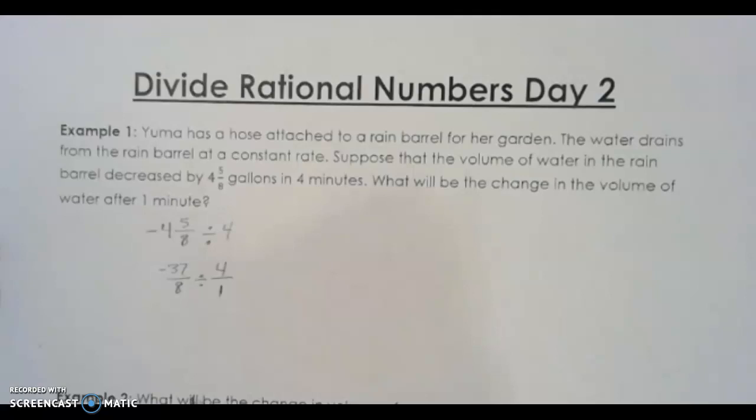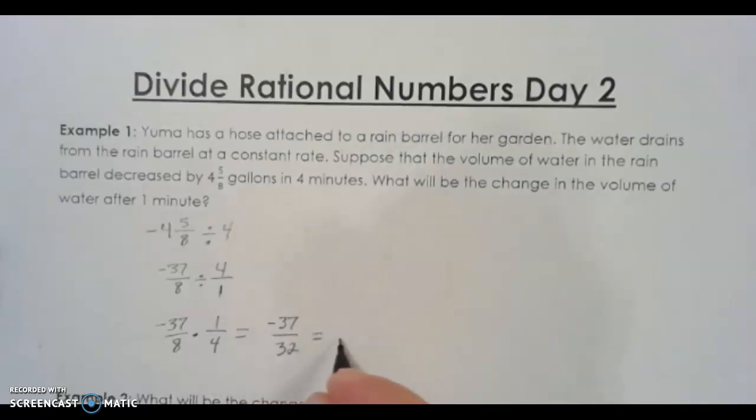And we learned from last class that dividing fractions is really just the same as multiplying by the reciprocal of the second number. And so I'm going to rewrite this as negative 37 eighths times 1 over 4. The reciprocal of 4 is 1/4. Now I'm ready to do my multiplication. I'm checking to see if I can simplify, but I don't have any numerators or denominators with a common factor. So I'm just going to multiply and get negative 37 over 32.